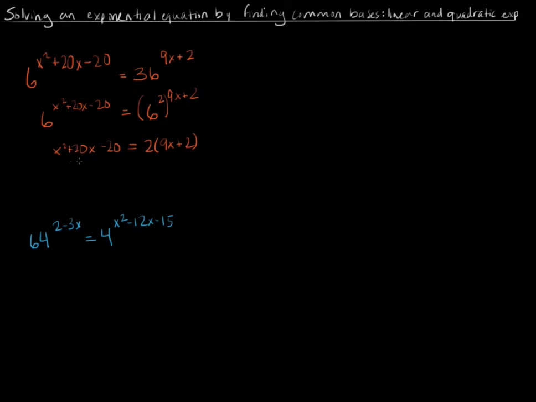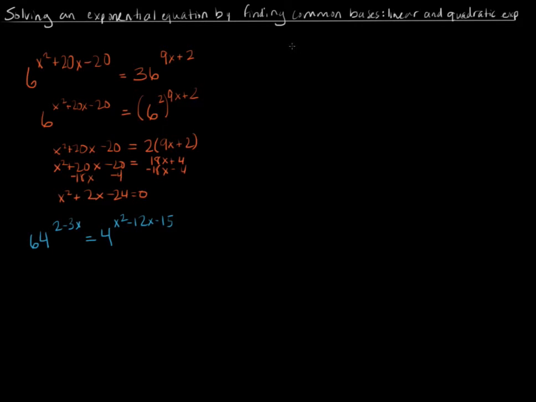So here we have 18x plus 4 equals x squared plus 20x minus 20. Now, as with all quadratic equations, we want to set it equal to 0. So we can take away 18x and 4 from both sides. So we get x squared plus 2x minus 24 equals 0.